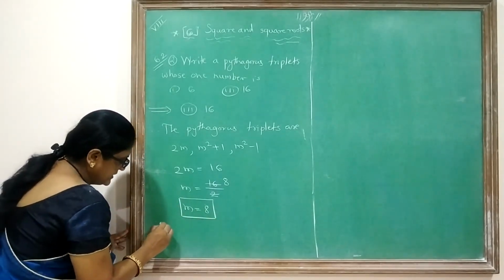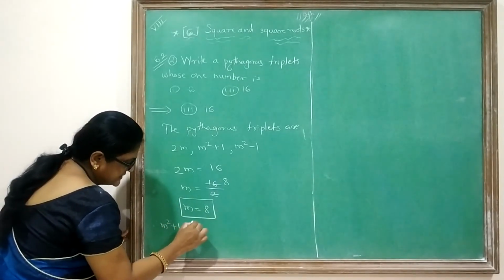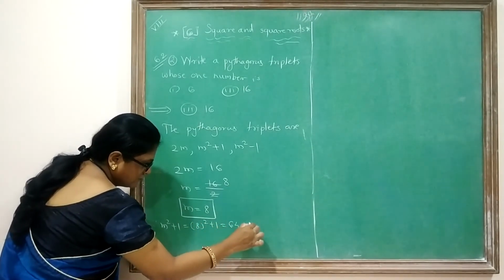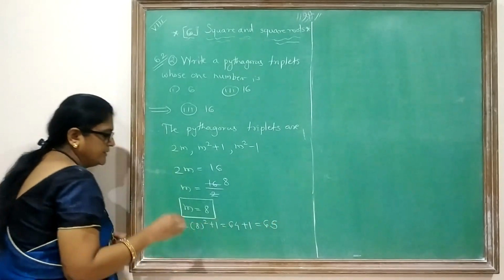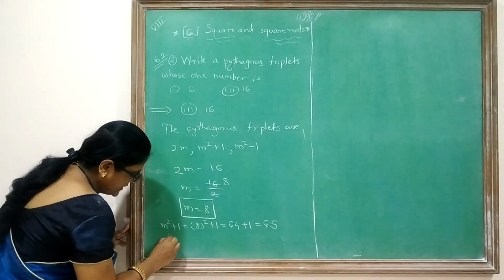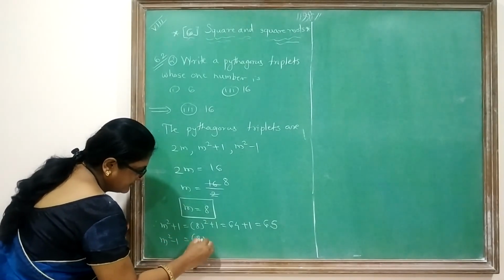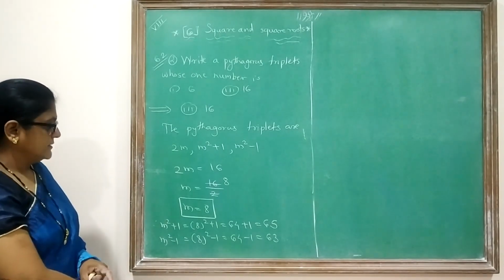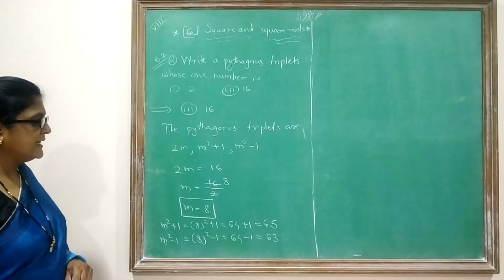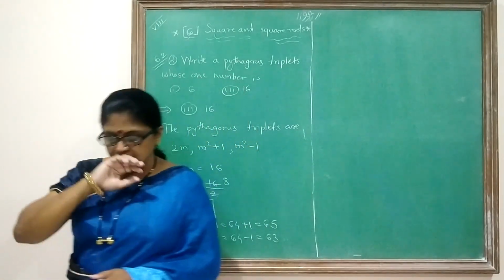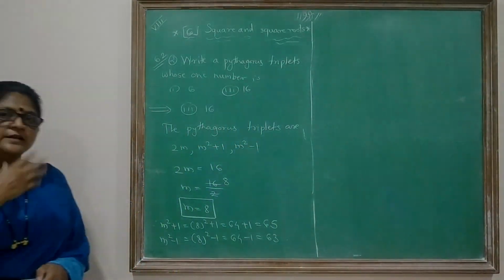Then put here m² plus 1, that is 8² plus 1, that is 64 plus 1, that is 65, because 8² is 64. Then m² minus 1, that is 8² minus 1, that is 63. Means its triplets are 8, 63 and 65. And the rest we will see in the next lecture.